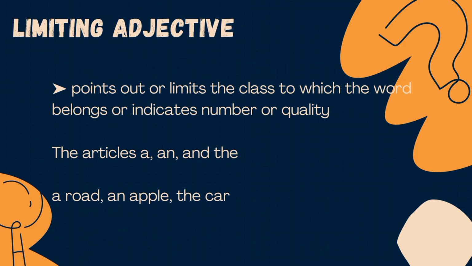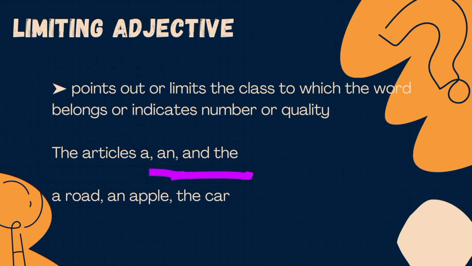A limiting adjective points out or limits the class to which the word belongs, or indicates number or quantity. Limiting adjectives specify or restrict the noun they modify. They tell us which specific item or items we are talking about, or how many of them there are. The articles help us understand whether we're talking about a general or specific noun.